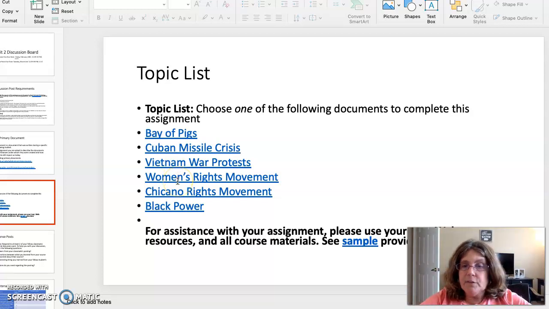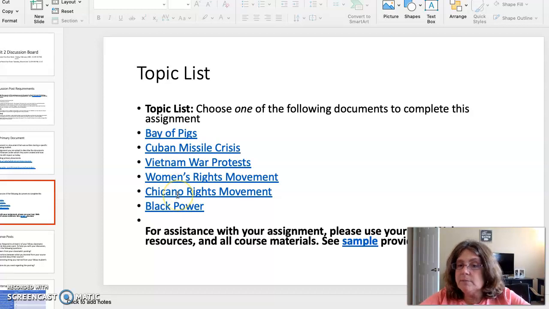The fourth topic is the women's rights movement. This is the founding document for National Organization of Women, or NOW, and basically it states the purpose of National Organization of Women. So very important to women's rights movement.